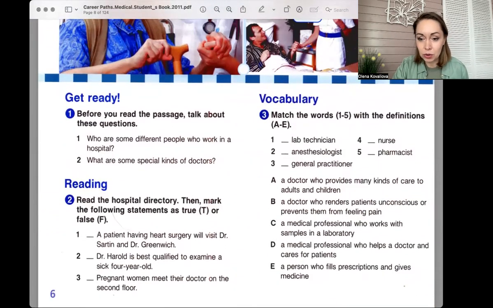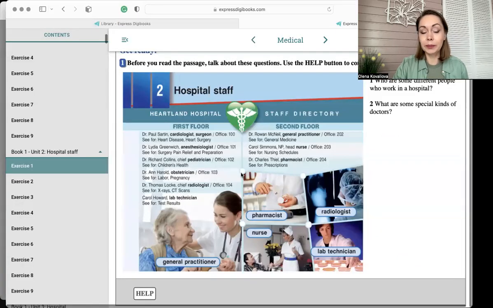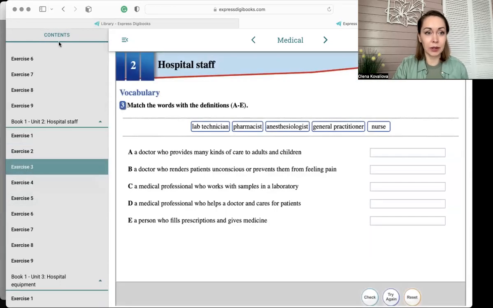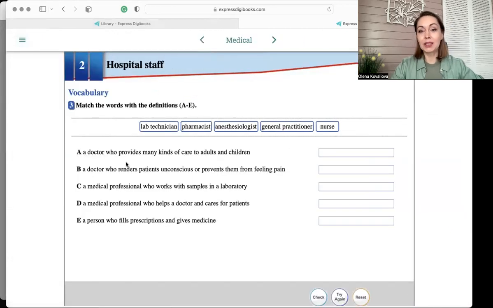So now I would like to share with you the program. And let's move to our exercise 3 here. Yeah, so let's read. What do we have? A doctor who provides many kinds of care to adults and children. A doctor who provides, they're the same like give, okay? I think that you know this word very well. And also you know the word providers. For example, internet providers, that people that give you internet. So that's a doctor who provides many kinds of care.